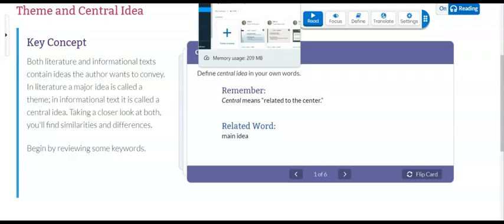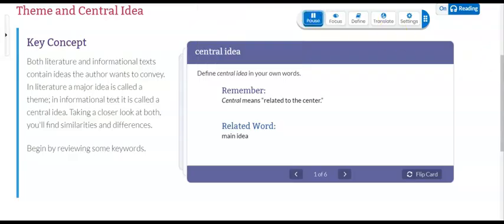Key concept. Both literature and informational texts contain ideas the author wants to convey. In literature, a major idea is called a theme. In informational text, it is called a central idea. Taking a closer look at both, you'll find similarities and differences. Begin by reviewing some keywords.